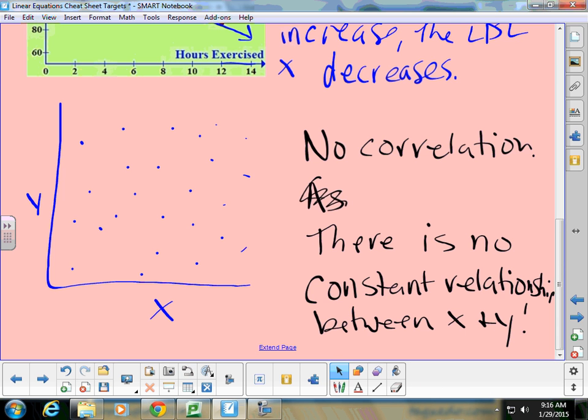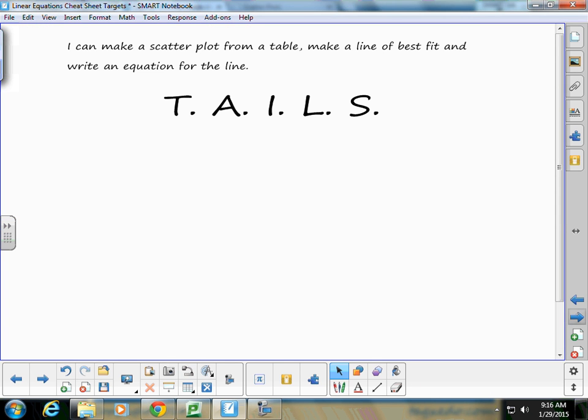Voila. And now you should be ready for your test, making a scatter plot in the table. I'm not going to do this one right now, but you do need to remember that you need title, axis, intervals, labels, and size.